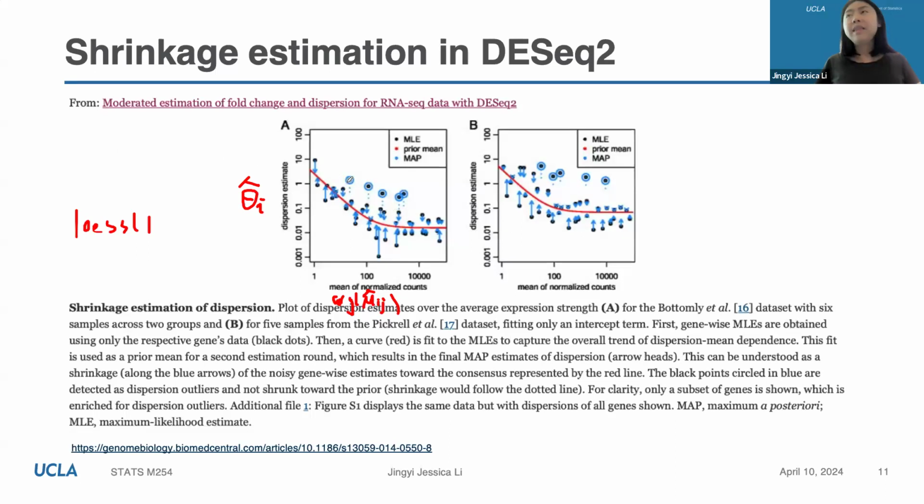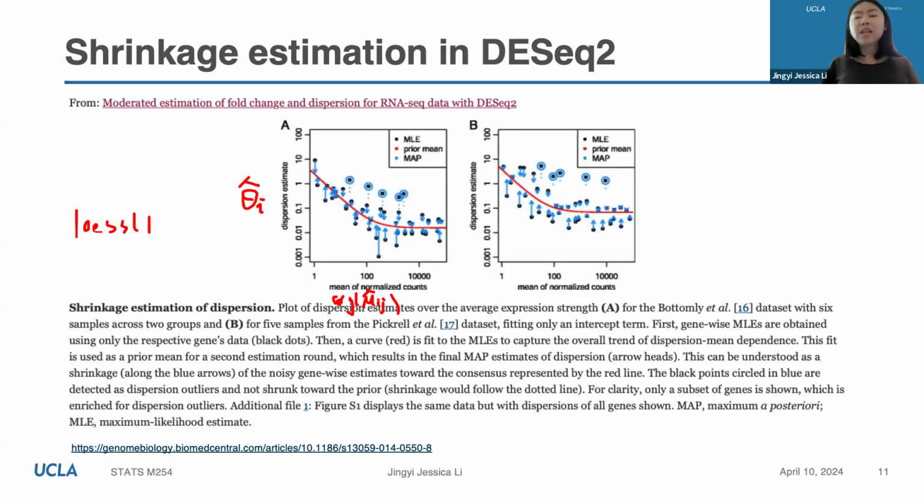And then what it does is that you try to map every theta i hat to the line. So basically, vertically, you draw the dots to the line, and you will use the values on the red line as your new theta i hats. So you update your parameter estimates. That's what's done here. All right, and the idea here is that for all the genes, they share some common pattern between dispersion and the mean. And that's what I want to learn from it.